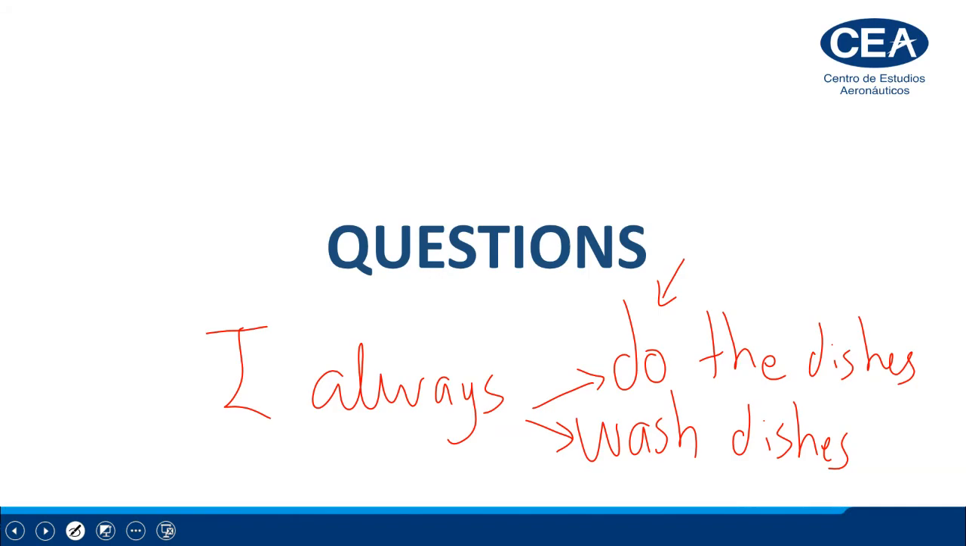Ok, profe, a veces nos confundimos entre el do y el make, pero es cuestión de práctica. Por acá también nos preguntan: por favor explicar en qué otros contextos usamos grab. Por ejemplo, grab a drink. Gracias.